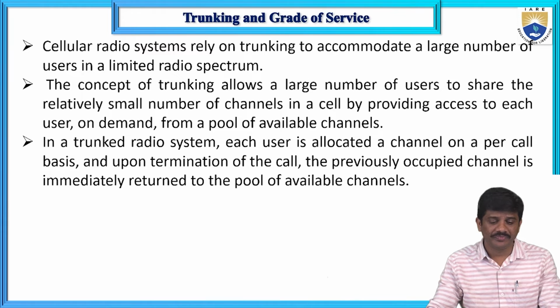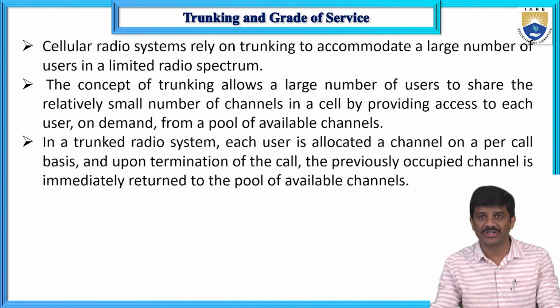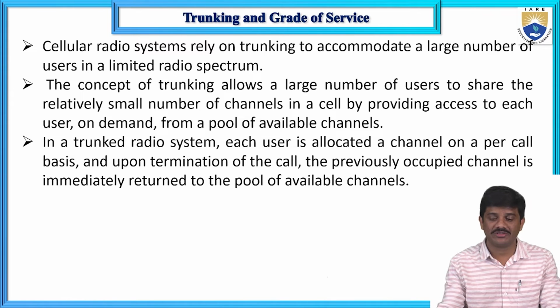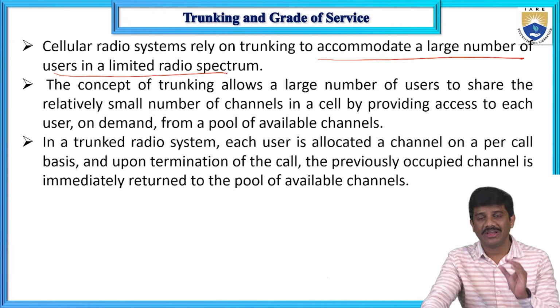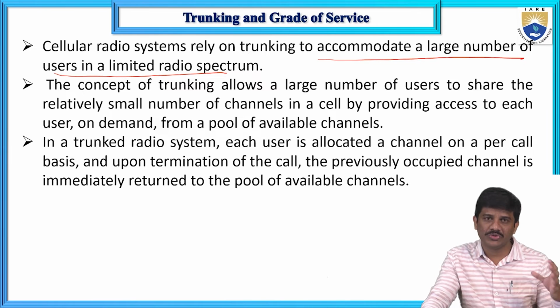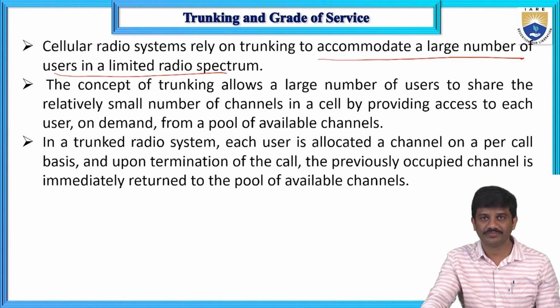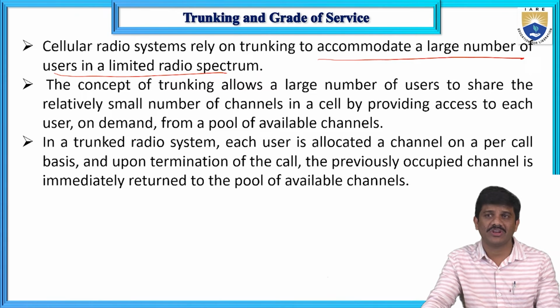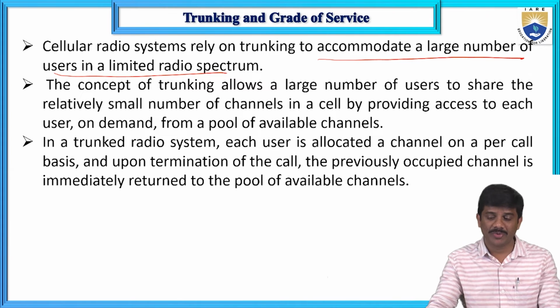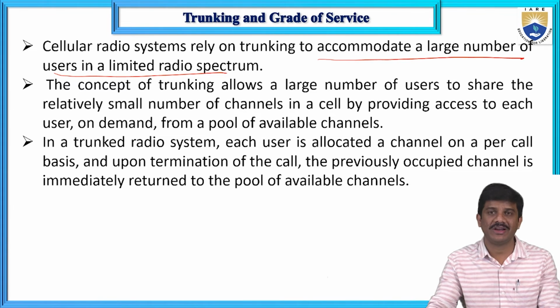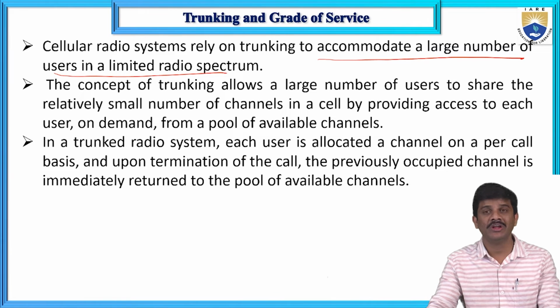Coming to trunking, cellular radio systems rely on trunking to accommodate a large number of users in a limited radio spectrum. You can observe this point: it accommodates a large number of users in a limited radio spectrum. This is trunking. The concept of trunking allows a large number of users to share the relatively small number of channels by providing access to each user, on demand, from a pool of available channels.